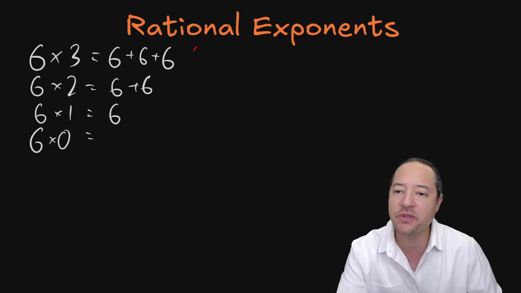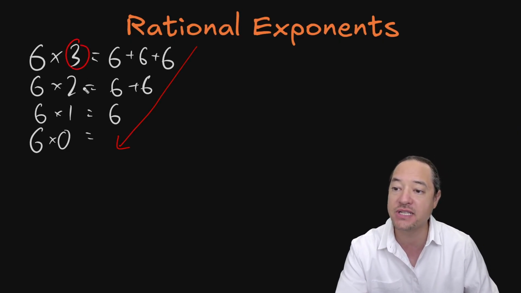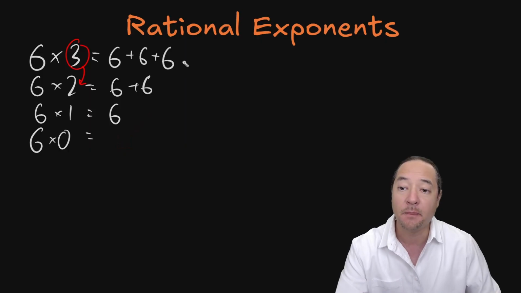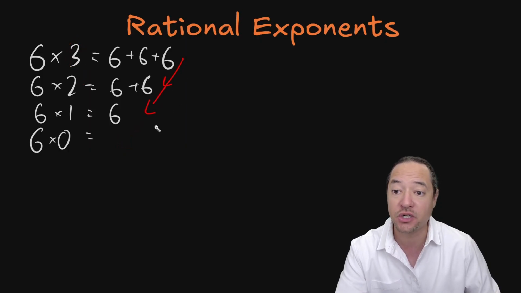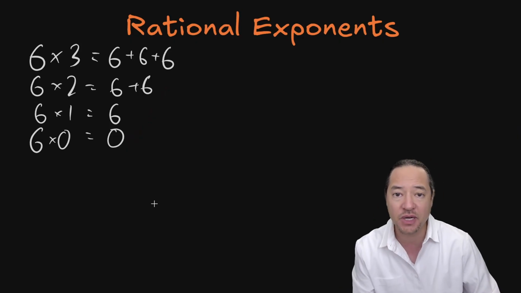You can follow the pattern that we've taken here, where each time this number goes down by 1, our sum goes down by 6, right? We're losing one term of 6. And so if you keep that pattern up, well, it must be that this number here must be a 0. 6 times 0 must be 0. You've gone down by 6.